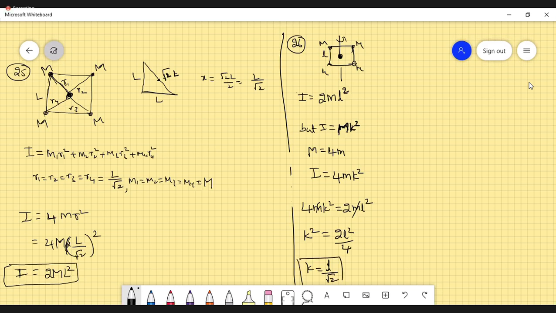Hope you understand now. Before, what we had missed is that we had considered the moment of inertia of a single particle as m k square. But here 4 masses are there, no? That's why 4m. Understood? Yes, sir.